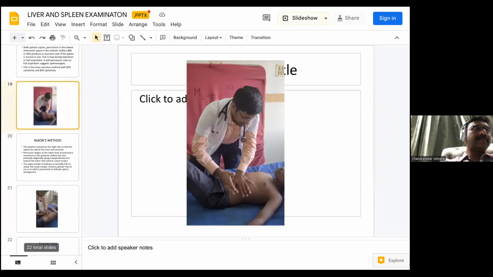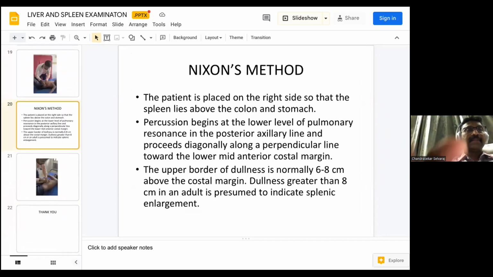The last method I am going to mention is the Nixon method. Here again, the patient is placed on the right side so that the spleen lies above the colon and stomach. We need to percuss at the lower level of the pulmonary resonance in the posterior axillary line. Whereas in Castell's method the patient is placed supine and we percuss on the anterior axillary line, in the Nixon method the patient is put in the right lateral position and we take the posterior axillary line. Castell's is anterior axillary line, whereas Nixon's is posterior axillary line, and we proceed a little diagonally, along the perpendicular line, towards the lower mid anterior costal margin.